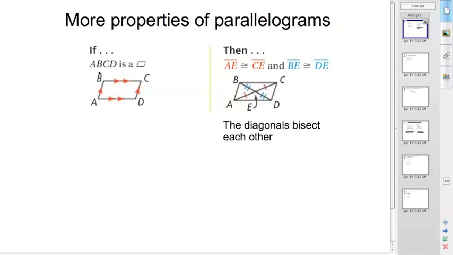Welcome back. We're going to finish up the parallelograms and the properties in this second video and do some example problems. There's two properties we have to go over. And here's the first one.